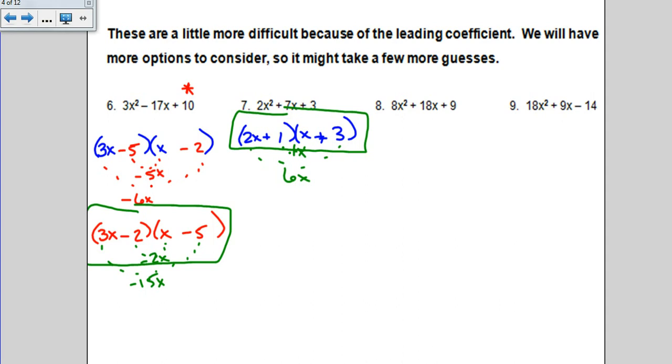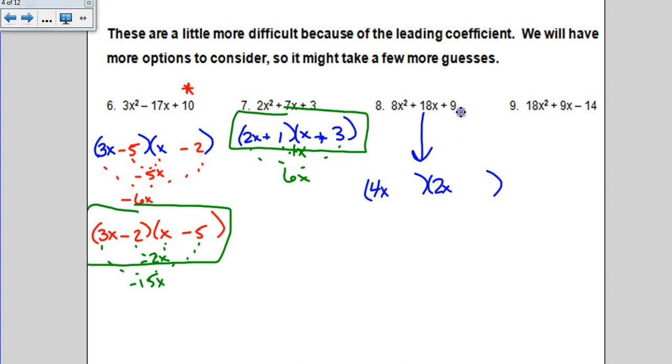Okay, number 8. Kind of bad news here. We've got an 8x in front, and there are a few different ways to get an 8x. You can do 8x and 1x, you can do 4x and 2x. I'm thinking the 8 is just too big to make this problem work. So I'm going to choose 4x and 2x and assume that's right for now.